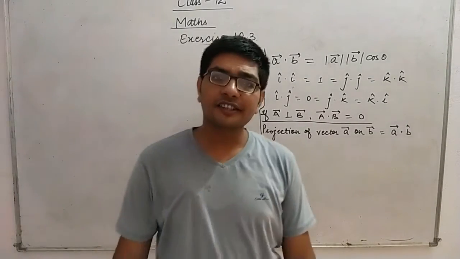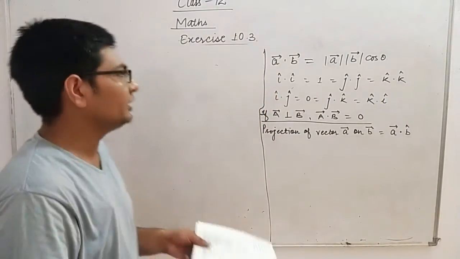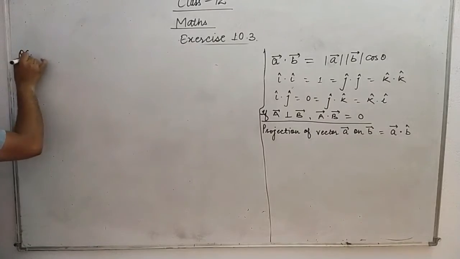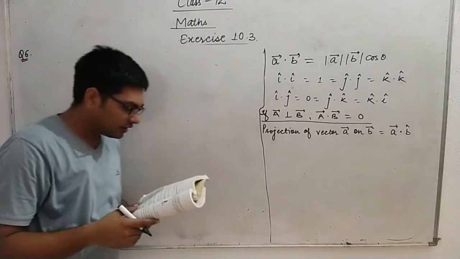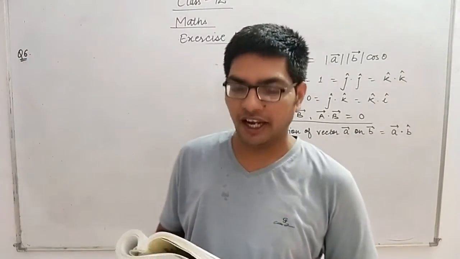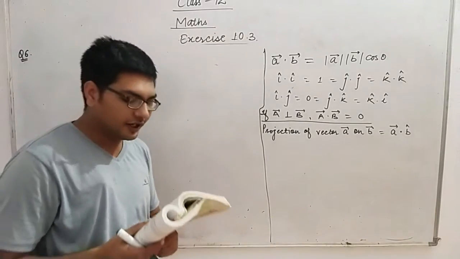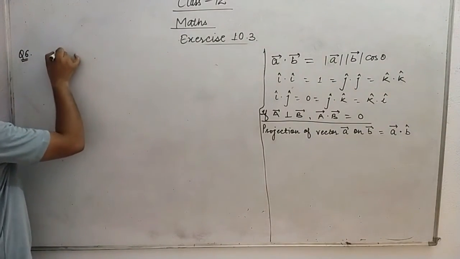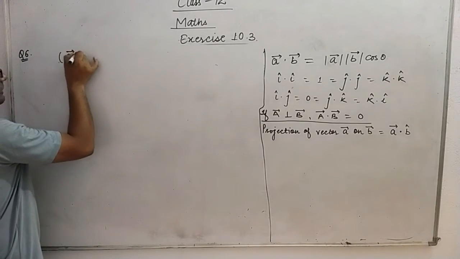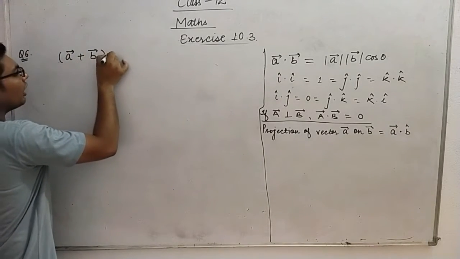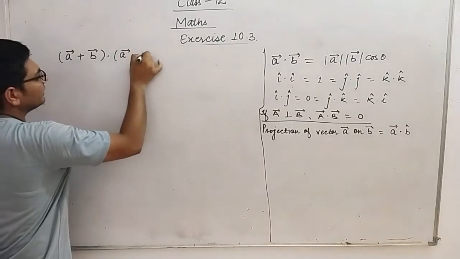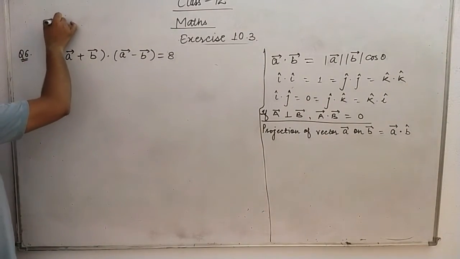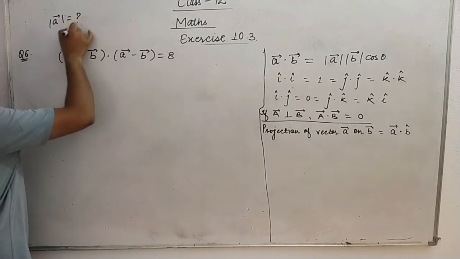So students, let us move to the next question. Question number 6. Question number 6 is what? Find magnitude of A and magnitude of B if A plus B dot A minus B is equal to 8. We need to calculate A plus B dot A minus B as 8, and we need to find the magnitude of A and magnitude of B.